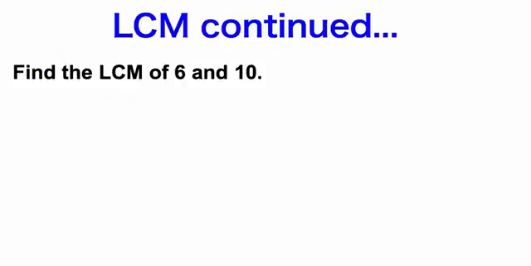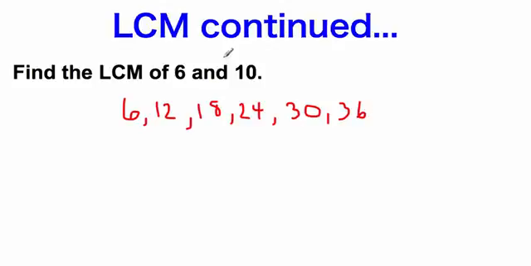All right, so we're going to find the least common multiple of 6 and 10. So we will list the multiples of 6: 6, 12, 18, 24, 30, and 36. We'll stop there. I'm just going to use my number sense to know I probably don't need to go much more than that. And if I do, I can always add to my list.